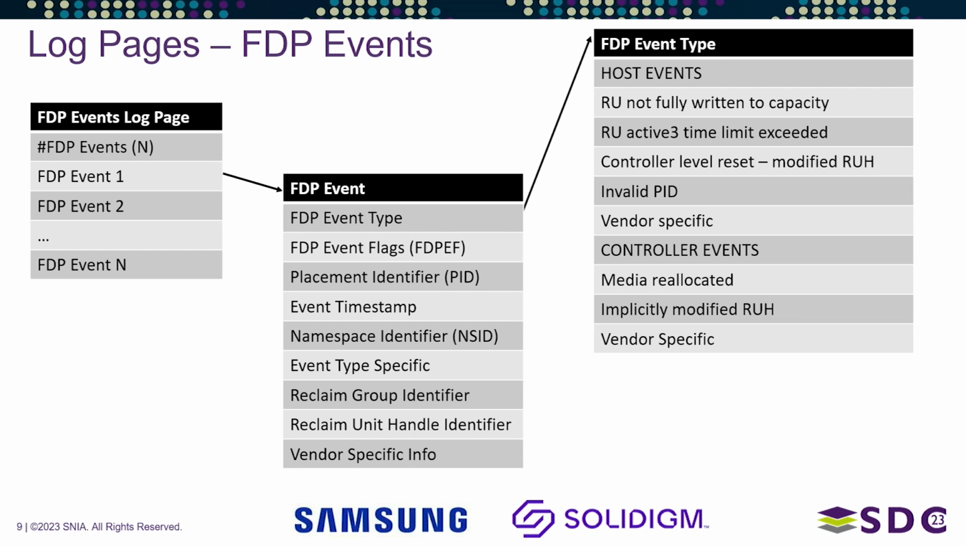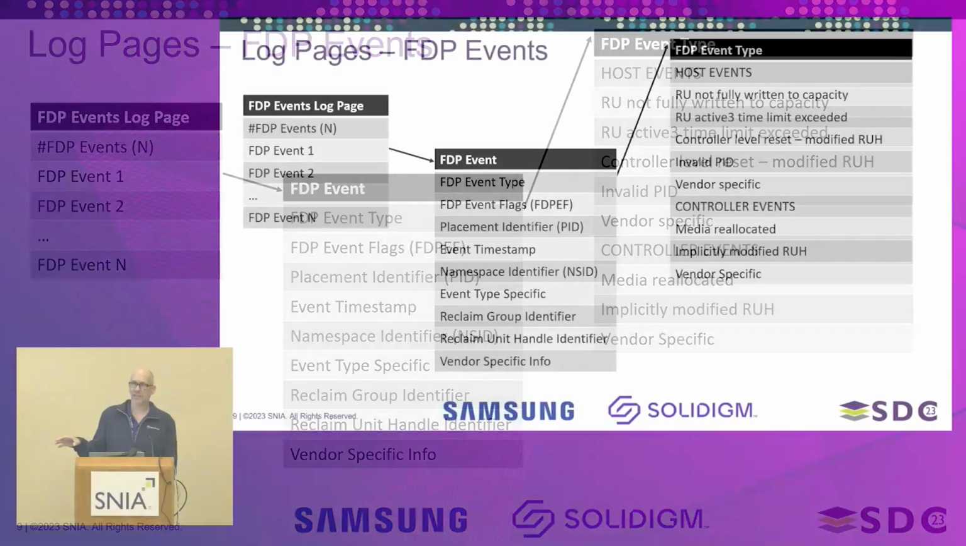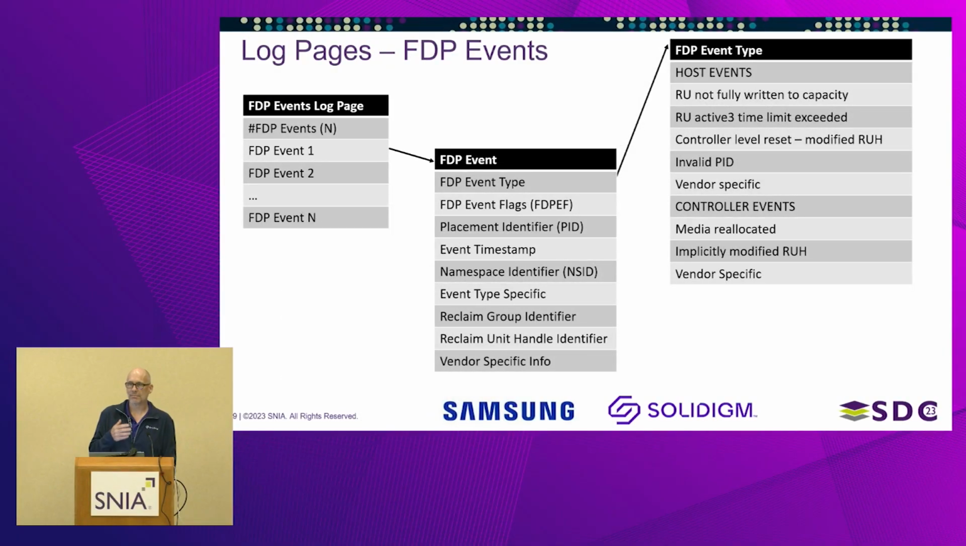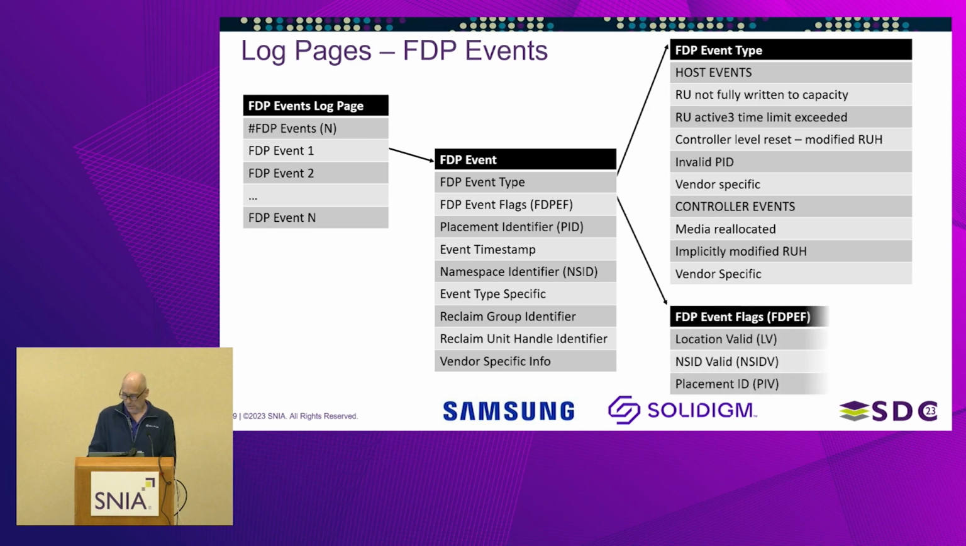And then there's also potentially events along with what's happening inside the drive, where if I reallocated the data for some media event reason, you could get an event for that. Same with if I implicitly modified a reclaim unit handle, that is, I bumped it to a different reclaim unit. And again, there's also media specific stuff here. So same with NVMe, if you subscribe to these events and you set the event type flag, you'll get this information.